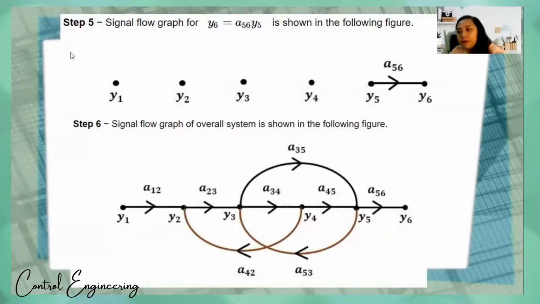Okay, so signal flow graph step number 5. The signal flow graph for Y6 is equivalent to A sub 56 Y5, as shown in the figure. Okay, ito na yun. Then step number 6, the signal flow graph of the overall system is shown in the following figure. So, if we combine it, ito na siya. This is the full signal flow graph of the given equations. So, hopefully you understand this well.